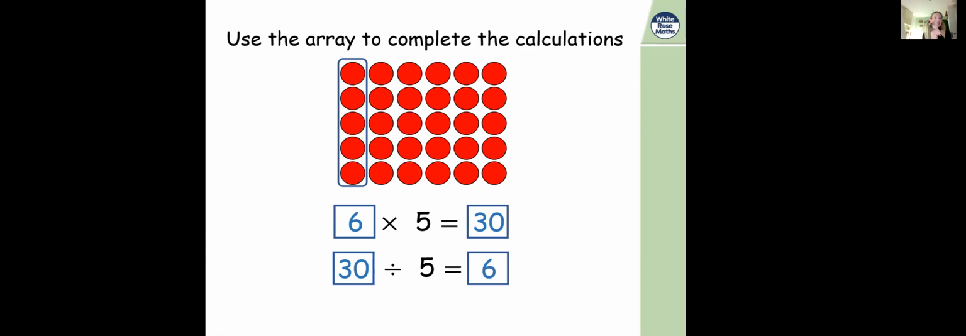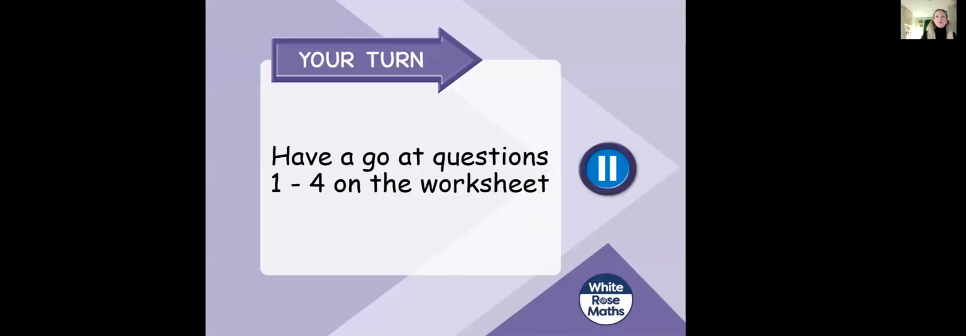There is a close relationship between multiplication and division, and that can really help us out when we're trying to work out some sums. Oh, there you go there. You can see the groups there.